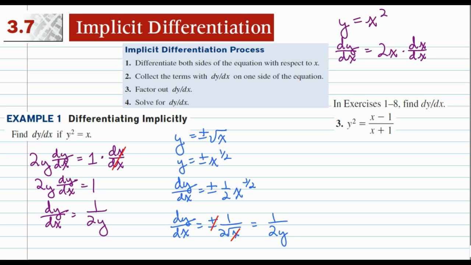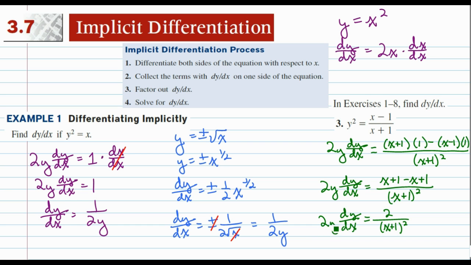Let's try another one. Number 3, y squared equals (x minus 1) over (x plus 1). Find dy/dx. Okay, so I'm going to take the derivative of the left side, 2y dy/dx, because the implied differentiation does not cancel out an equal 1 there, equals, quotient rule. Alright, here we go. Messy quotient rule, so now let's simplify, because remember it says find dy/dx, so we still have to solve for dy/dx.